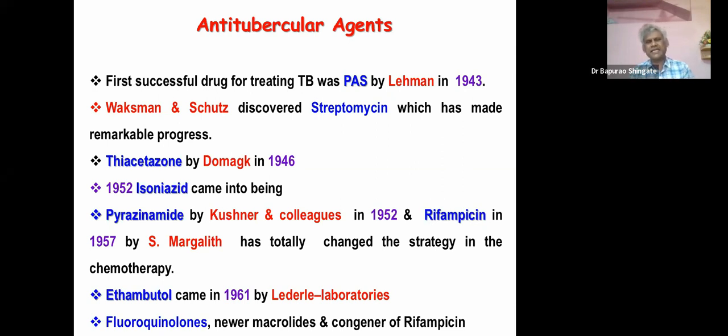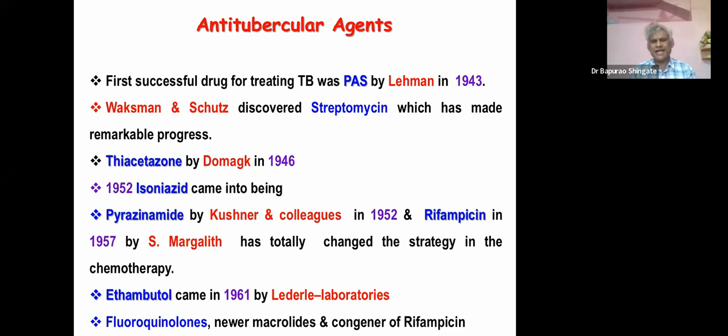Then later on, streptomycin came in the market and made remarkable progress. In the year 1946, another small molecule, thiacetazone, and in 1952, again a very small molecule, isoniazid, came in the market. This particular drug has made a drastic change, and even after 70 years, doctors are still prescribing this first line drug, isoniazid.